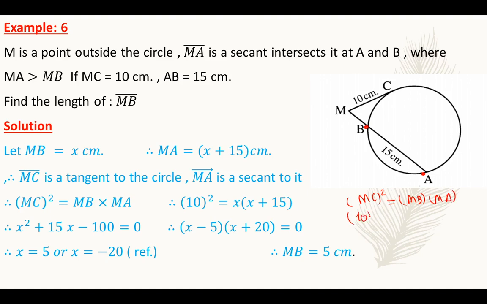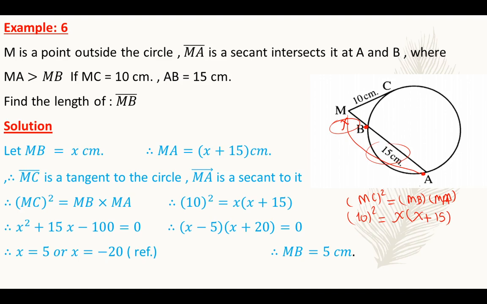MC equals 10, so 10 power 2 equals MB. Here we don't know the length of MB, so we can suppose that MB, its length, will be equal to x centimeters. So MB will be x. And what about MA? MA equals x plus 15. If we suppose that MB, its length, equals x, so the length of MA will be MB plus BA. MB equals x and BA equals 15, so MA will be equal to x plus 15. Don't say that the length of MA will be equal to 15x. This is a wrong statement.